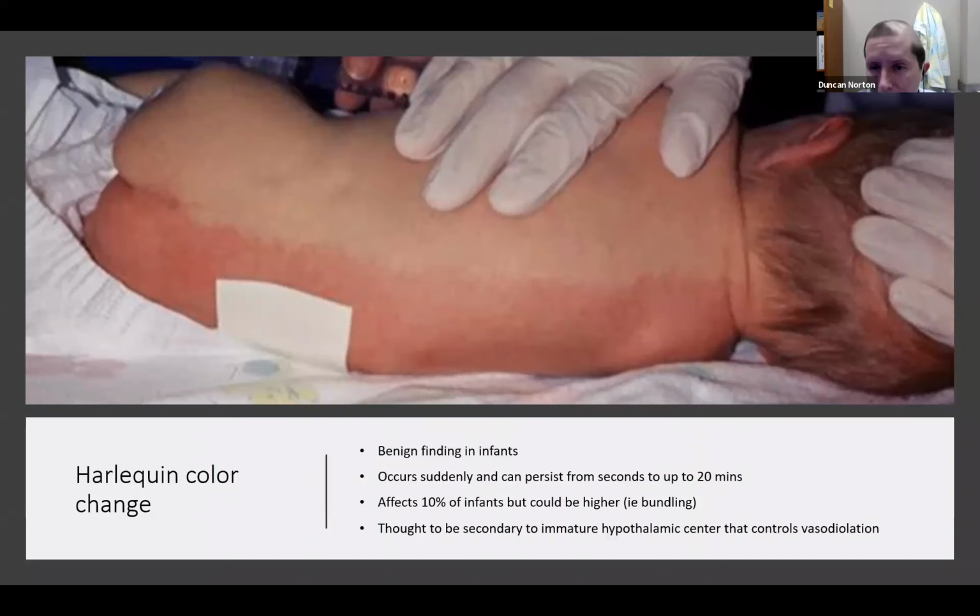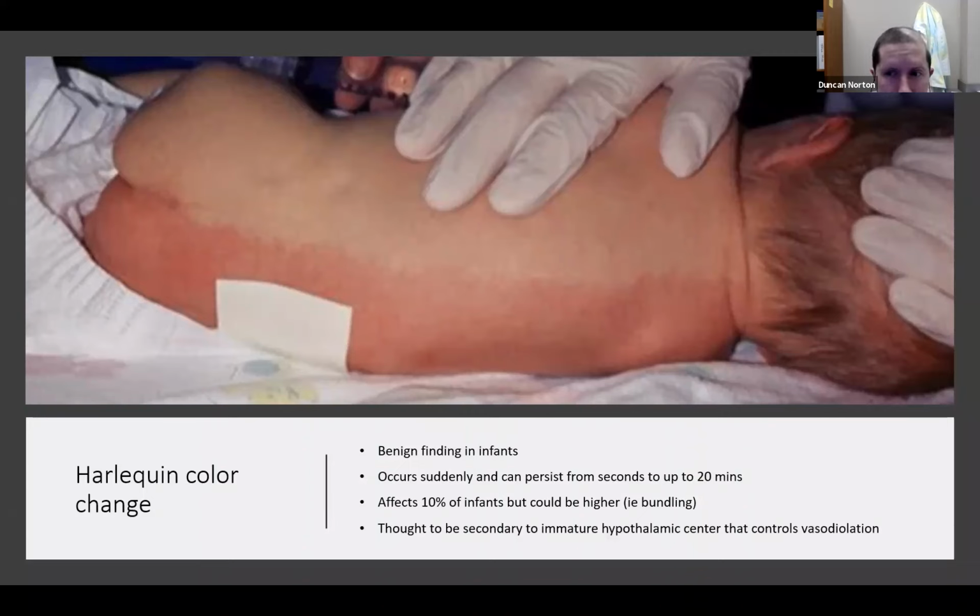It occurs suddenly. It's typically dependent, just like this baby is. And it can last anywhere from seconds to minutes. It can be very upsetting to parents to see this because they're like, oh my gosh, there's something horribly wrong with my baby. It can cross the midline.